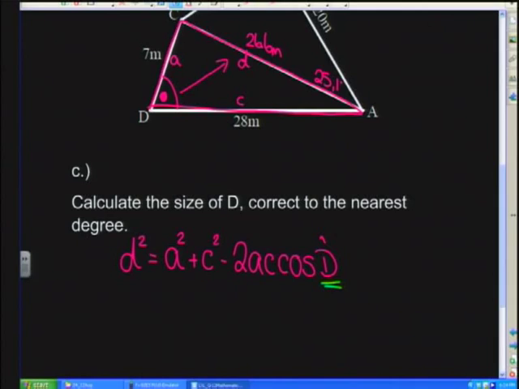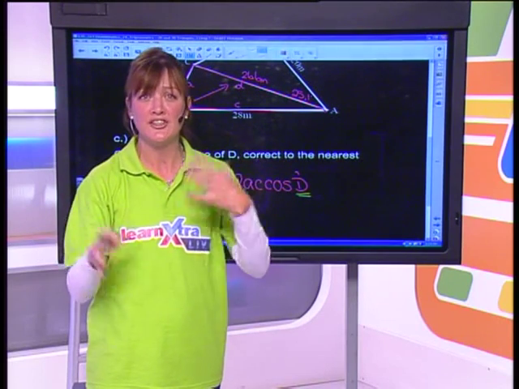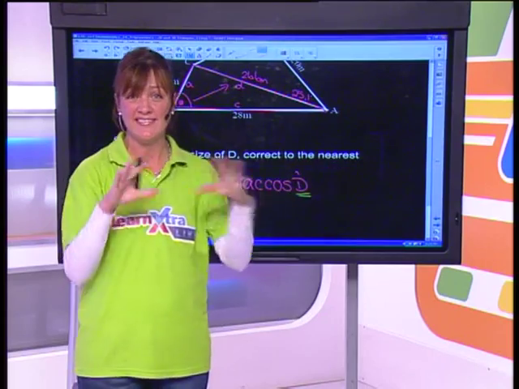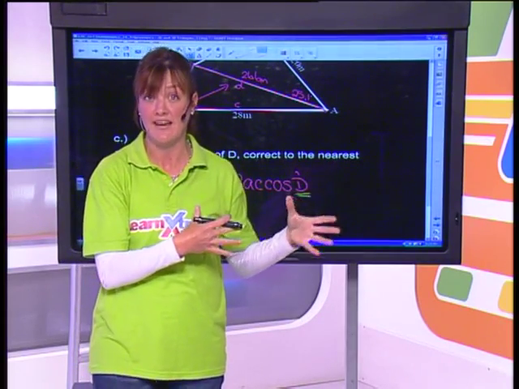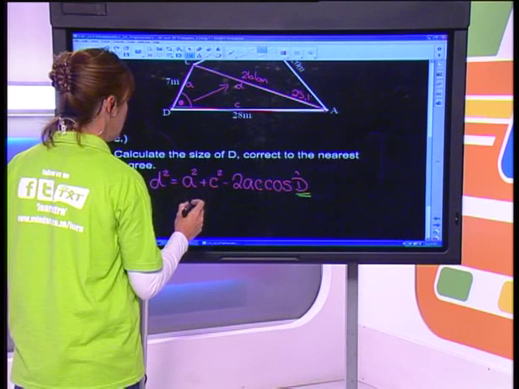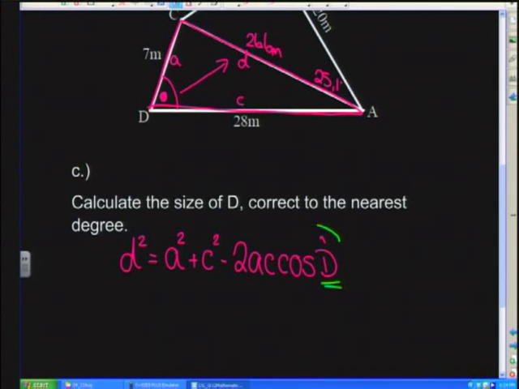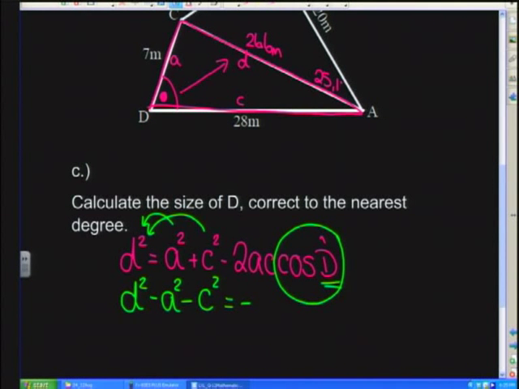But the part of the equation that we don't know is in fact cos D. So I just need to rearrange the equation so that I can get cos D on its own and everything else on the other side, because that's what I need to solve for. Let's see if we can do that. To get cos D on its own, I need to move my a squared over the equal sign, and I need to move my c squared over. So the first thing we're going to say is that d squared minus a squared minus c squared would be equal to negative 2ac cos d.